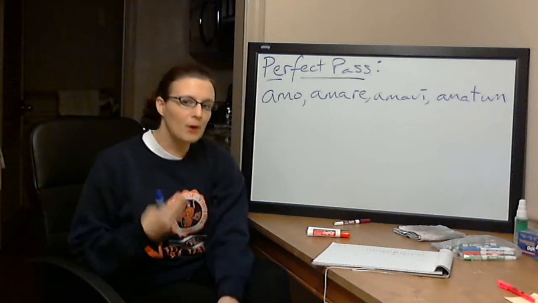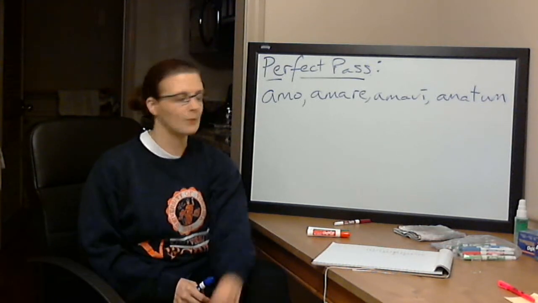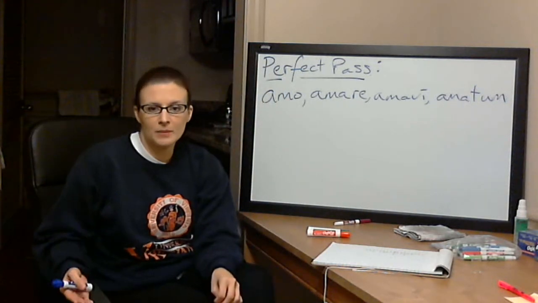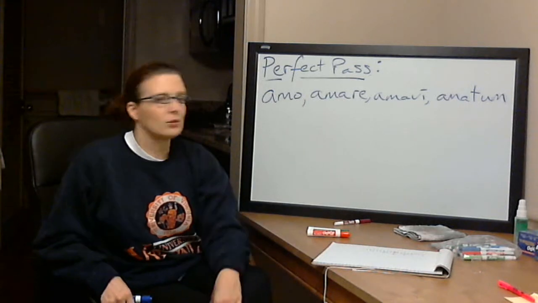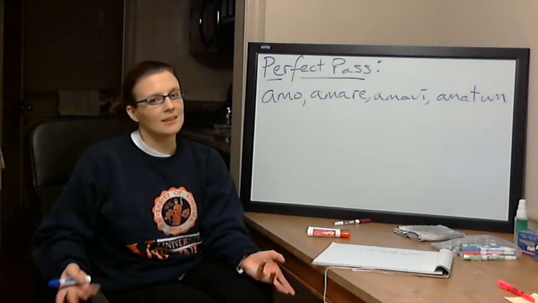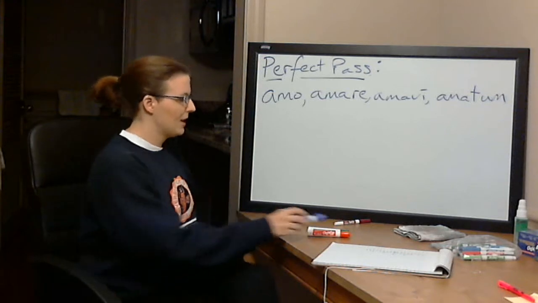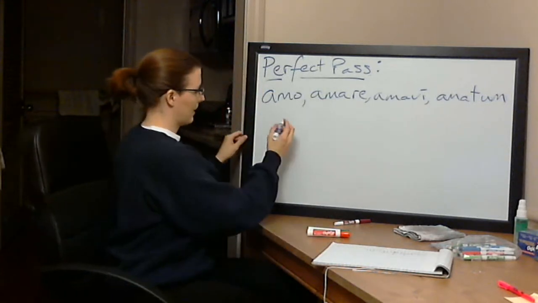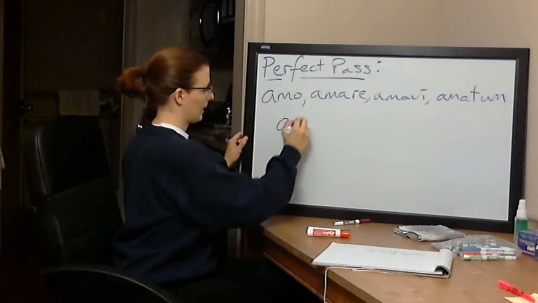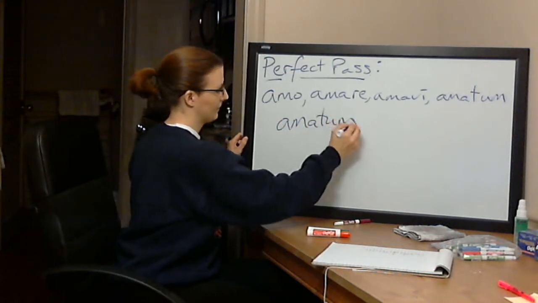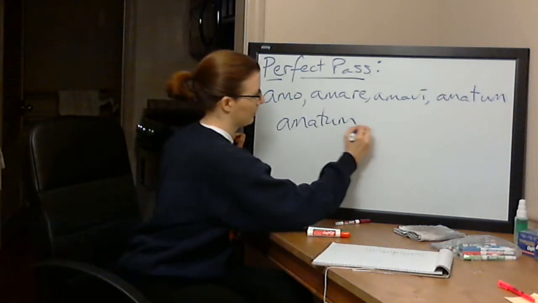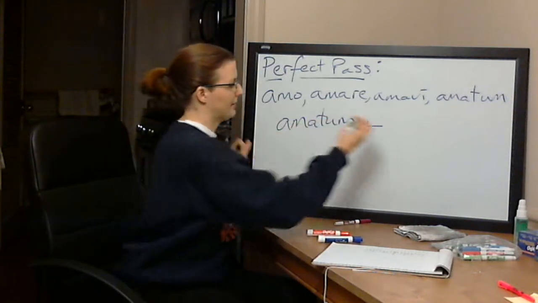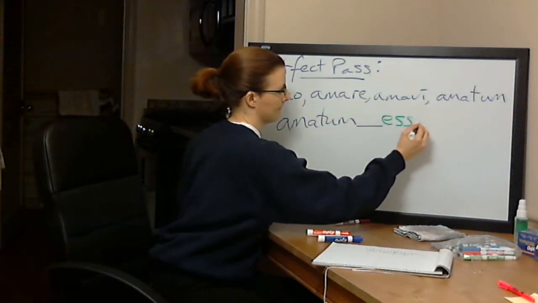And just like when you learned the perfect passive system of normal conjugated verbs, you used the last principal part, the PPP, plus some form of the verb to be. So if you had amatus est, he has been loved, or he was loved. We're going to use the same one. We're going to use that fourth principal part, amatum. We're going to leave a space. I'm going to put an underscore here just so we know that I'm leaving a space. We are going to add to that esse.